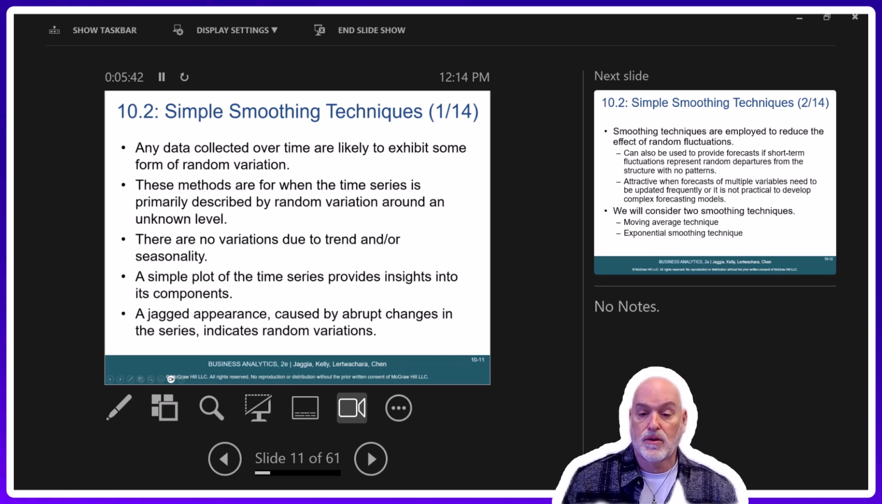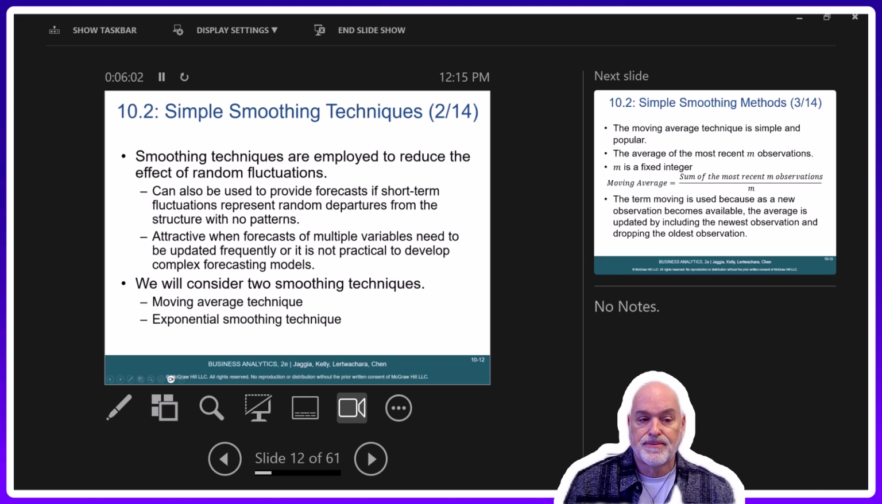These methods are for when the time series is particularly described by random variation around an unknown level. There are no variations due to trend and/or seasonality. A simple plot of the time series provides insights into its components. A jagged appearance caused by abrupt changes in the series indicates random variations.